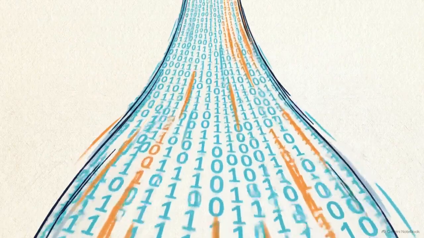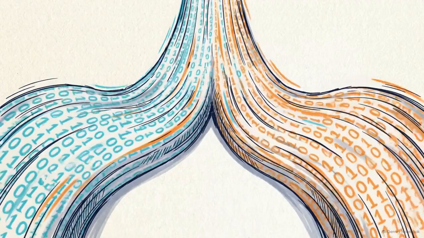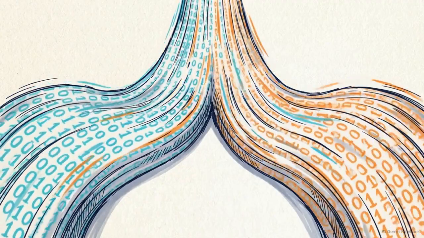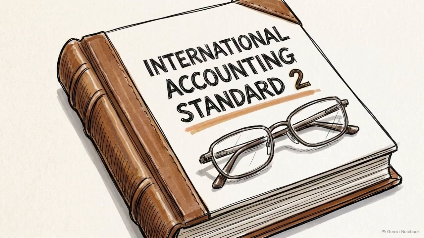Every time a business spends cash to acquire or produce goods, financial accountants face a strict dividing line. Does that spent dollar sit on the balance sheet as a capitalized asset, or does it drop immediately onto the income statement as an expense? International Accounting Standard 2 exists to resolve this exact dilemma.